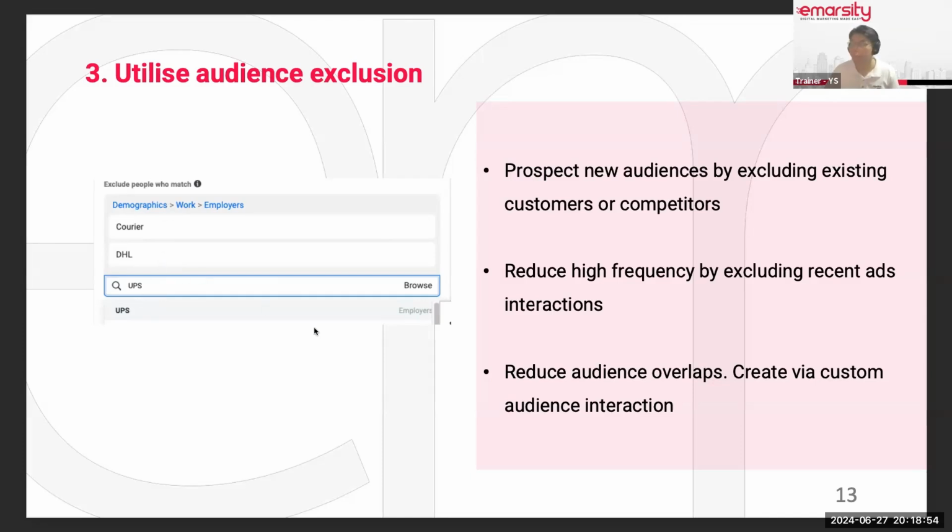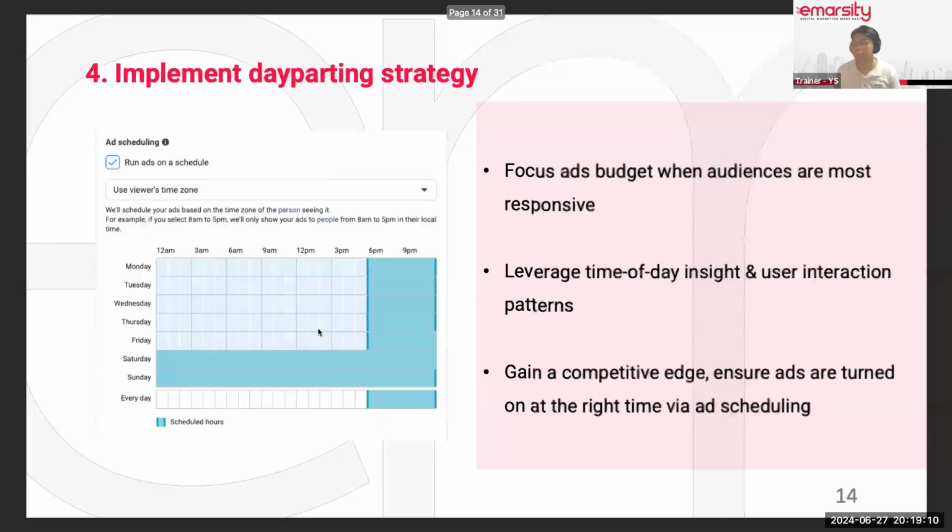So how does it benefit my cost of media? Basically, when you exclude your competitor, you're now reaching the right audience instead of showing your ads to your competitor. Correct.